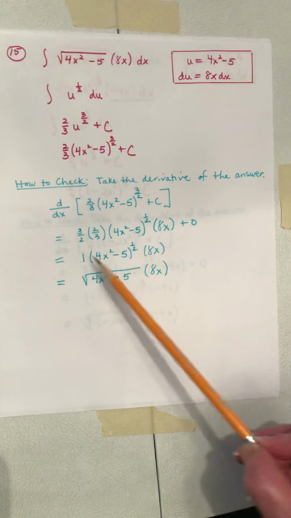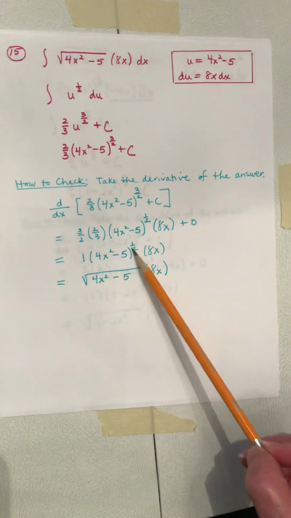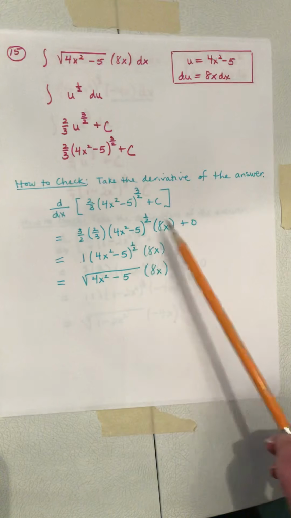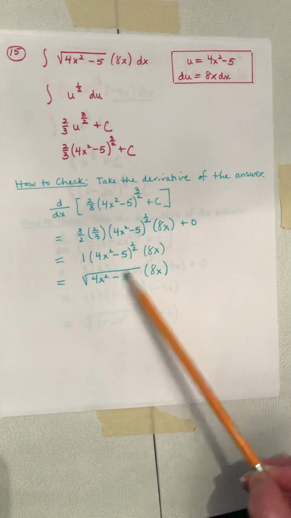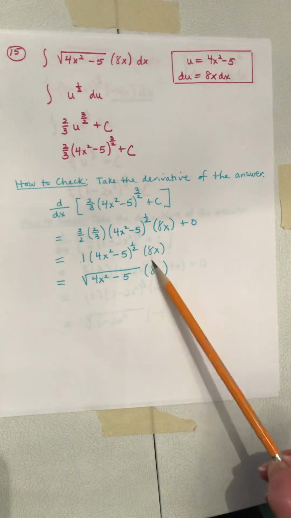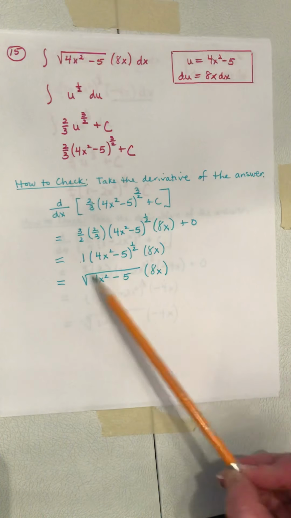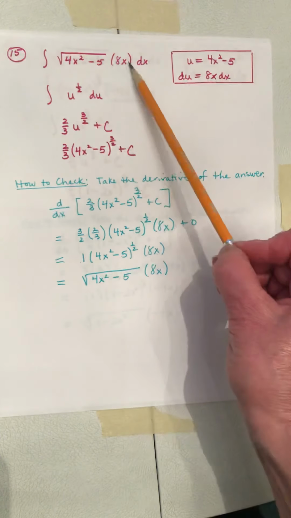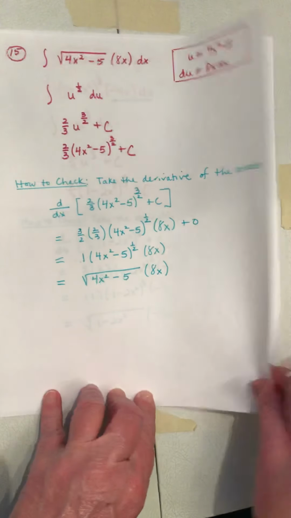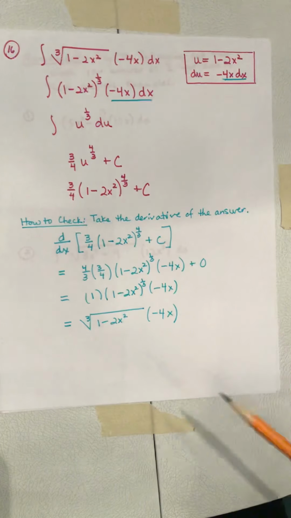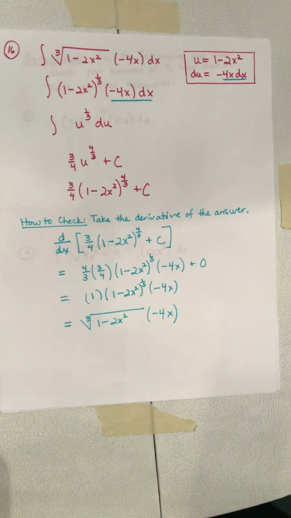So now what we have is 1 times 4x squared minus 5, that quantity raised to the 1/2 power, times 8x. And then we can write that as the square root of 4x squared minus 5 times 8x. And that is our original integrand. So check, we got this one right. All right, let's do the last requested problem. You can check your problems because I don't think you had this answer in the back of the book.